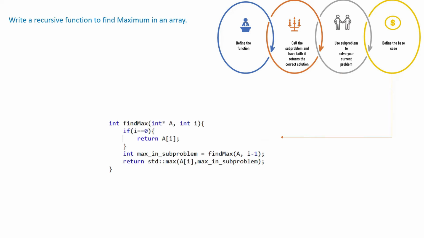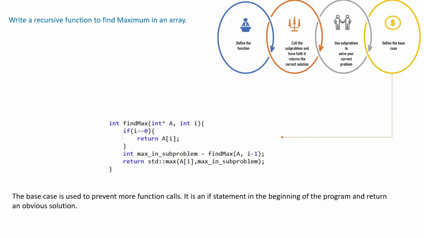In the last step, we need to define the base case. The base case is used to prevent more function calls. It is an if statement at the beginning of the program that returns an obvious solution. The base case of our problem is when I equals 0. If I is 0, it means the length of the array is 1. So, the maximum element in the given array is the element at index 0 only. That is why we are returning the element at index 0. You can find the complete code in the link given in the description box.